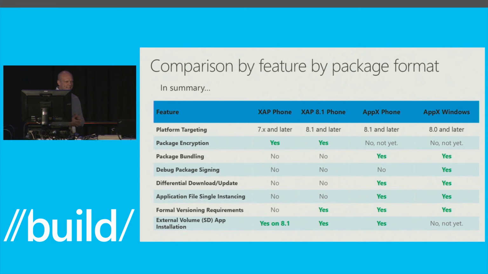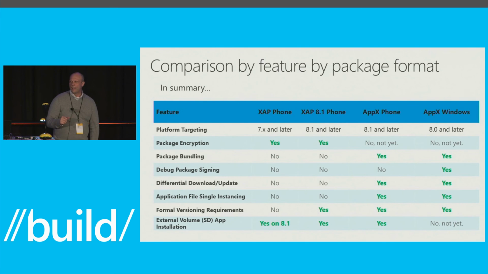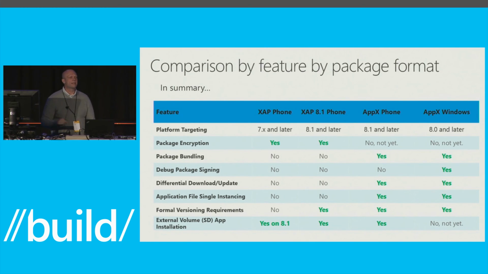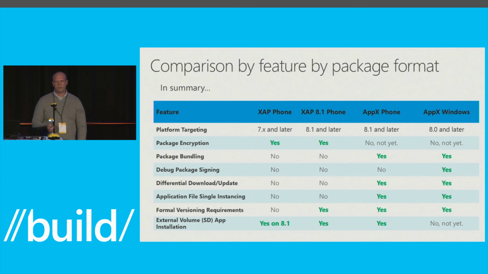Application file single instancing. This is also what Jason covered. This is basically single instancing the files on the device and not storing repetitive files, like the gentleman's question around, does it work with Unity? Yes, it would work with Unity. That's specific for AppX as well. AppX packages enable this because of the block mapping and a lot of the deployment pipeline that's in place for that.